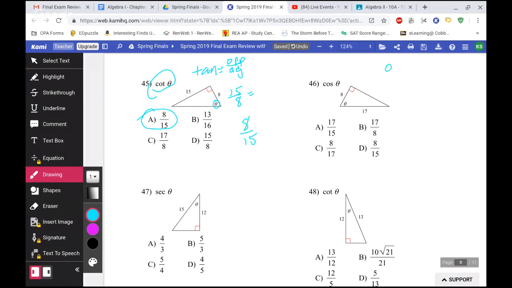Cosine is adjacent over hypotenuse. And we are given adjacent over hypotenuse. So how easy could that be? Adjacent over hypotenuse.